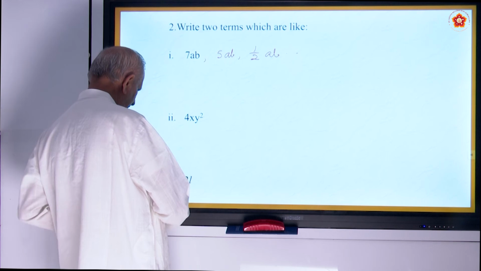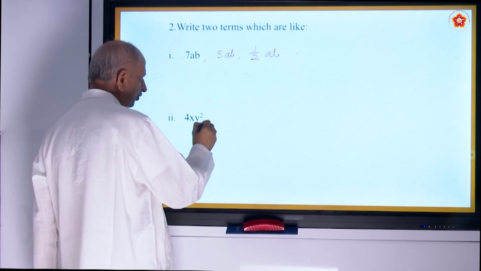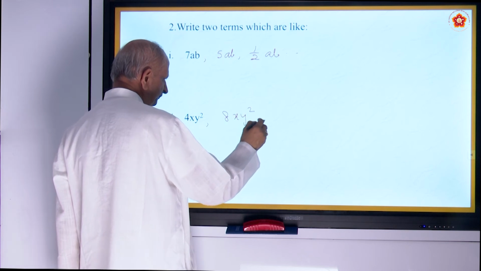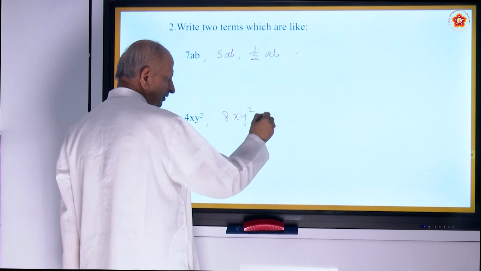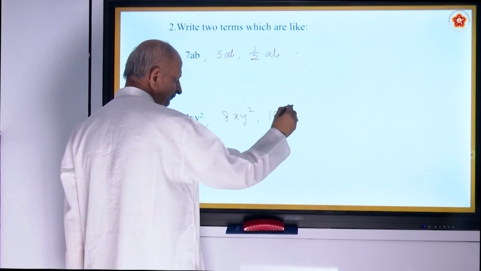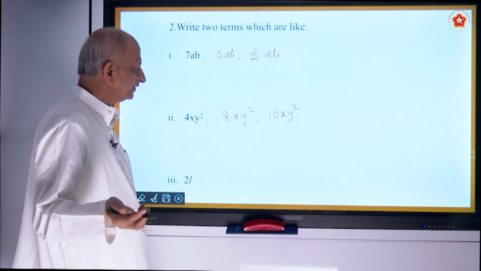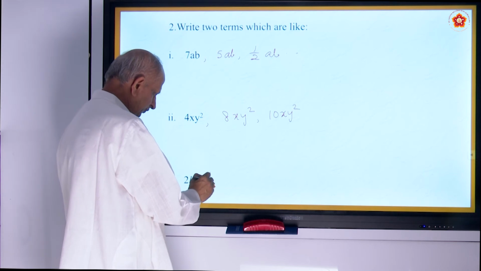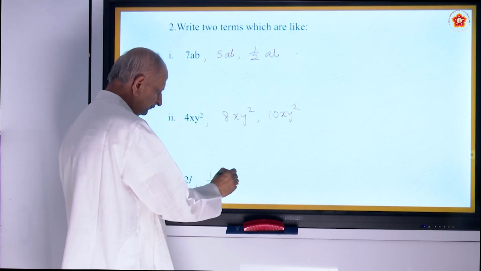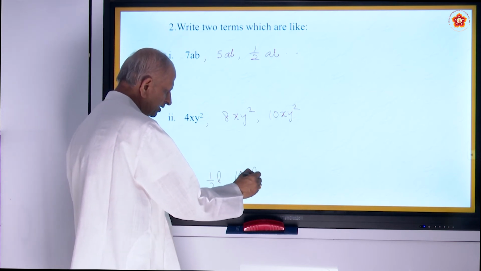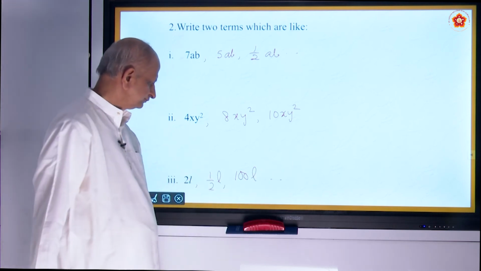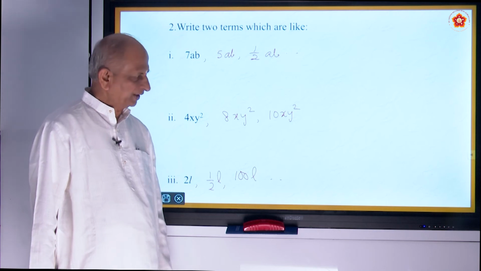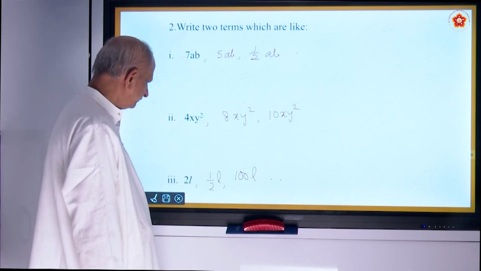And two terms which are like this, 4xy squared, you can write 8xy squared, 10xy squared, 100xy squared, like that. 2l, you can take a half l, 100l, etc. They asked two terms each. Okay, that is the next question. Noted on?